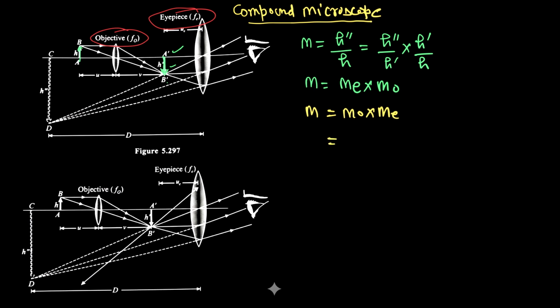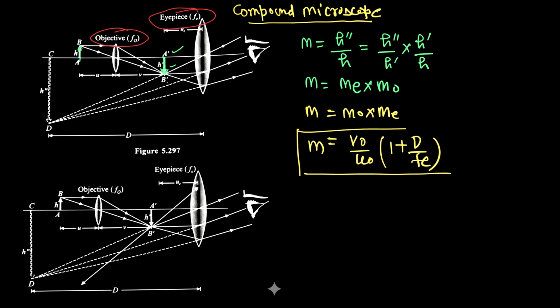So magnification of the objective I can write as V naught divided by U naught, and magnification of the eyepiece is D divided by FE. Previously we have done this in the case of a simple microscope. So this is the magnification. When does this magnification formula work? When the image is forming at distance D.